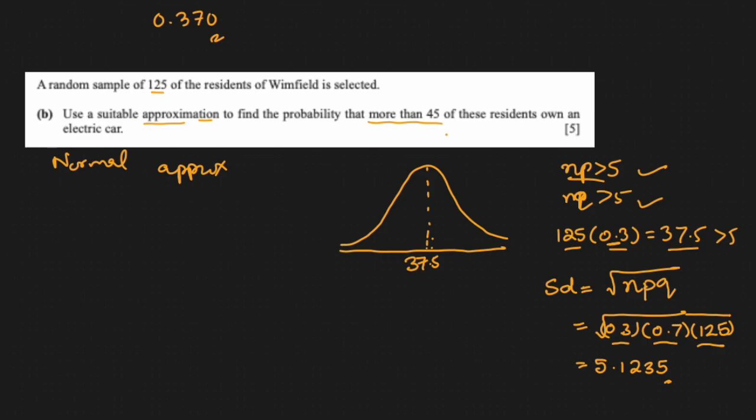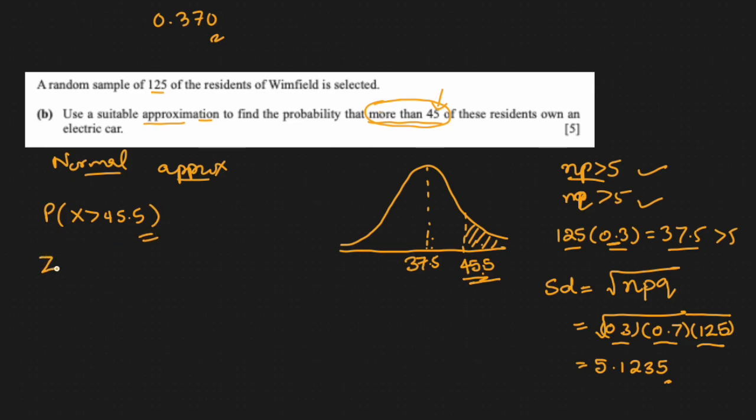Now they want more than 45. In approximation, we use continuity correction for discrete data, and this 45 is discrete. Since we want more than 45, that means 45 is not included. So we will write here 45.5. This area, 45.5 and more, does not include 45. They want us to find x greater than 45.5, which obviously includes 46 onwards.